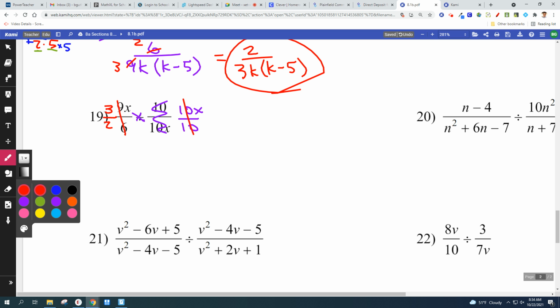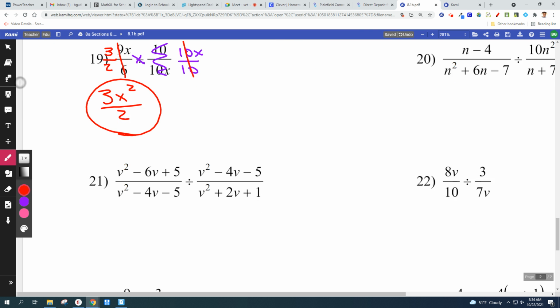Those 10s can knock each other out. And so if you look at the top, I know it's kind of hard because I've scribbled a lot of things out, but look what you've got. You've got a 3 and x and an x, that's x squared. And on the bottom, you've got 2. 3x squared over 2.